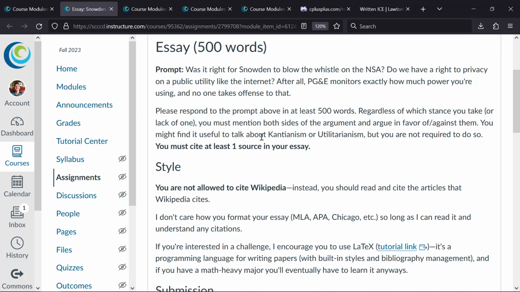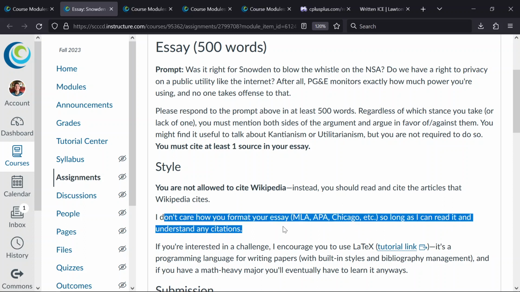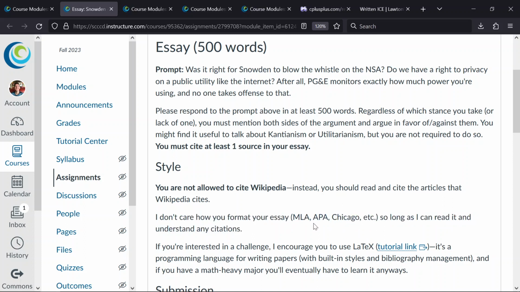You don't have to write about Kantianism or utilitarianism, but you might want to. It might help you. And then finally, I want you to cite at least one source in your essay. So I do require a citation for this, all right? The one thing you're not allowed to cite, as usual, is Wikipedia. Just go to the links that Wikipedia is citing, right? Go read those. That's what I want. So I'll mark you down if you cite Wikipedia. That's the one thing you're not allowed to cite, okay? But any citation style is fine. I don't care. You can use MLA, APA, whatever.